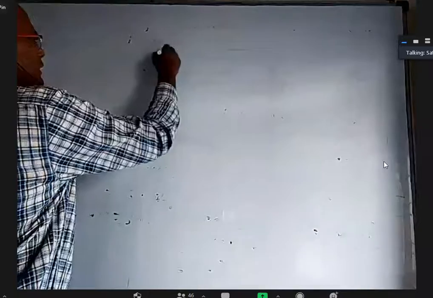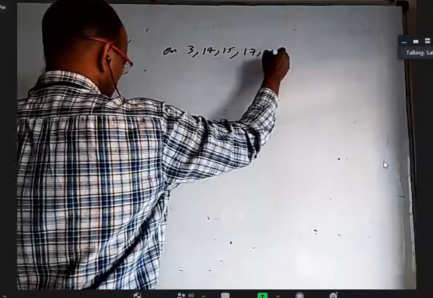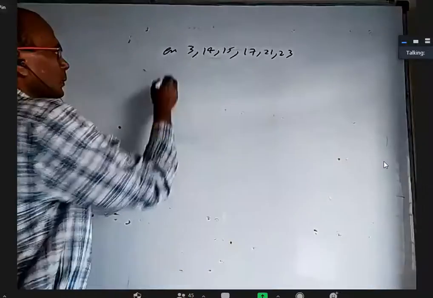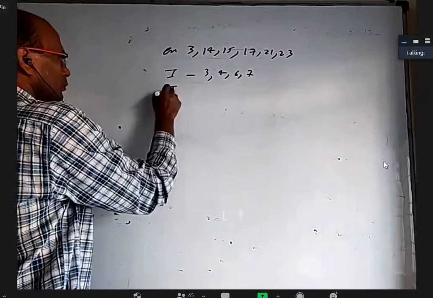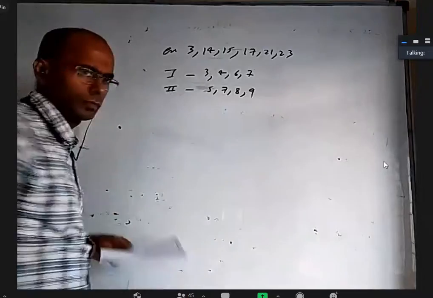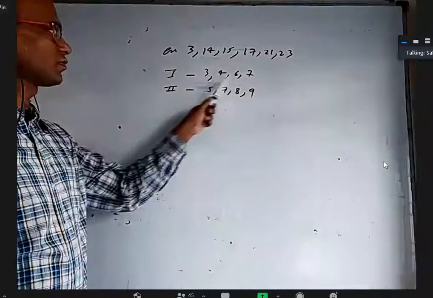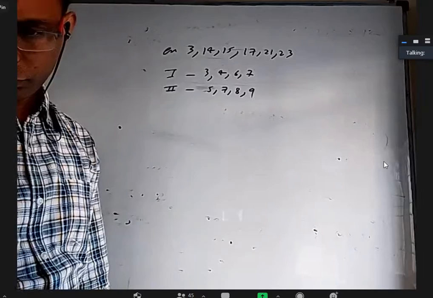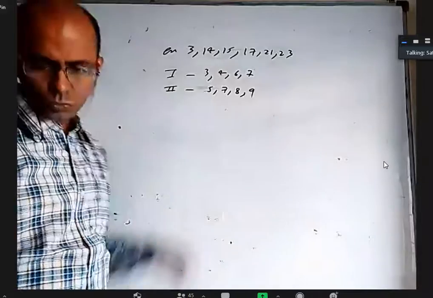Here are examples 3, 14, 15, 17, 21, 23. Anybody any doubts in any one of these examples? No doubt. Okay, section 1: 3, 4, 6, 7. Anybody any doubts in them? No, sir. Okay. And section 2: 5, 7, 8, 9.